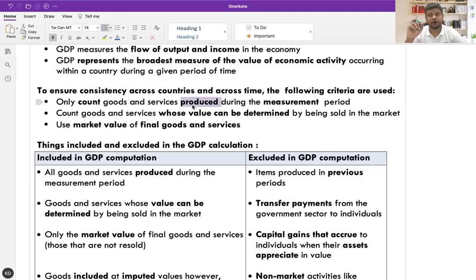produced in the current year. Not last year, in the current year, right?